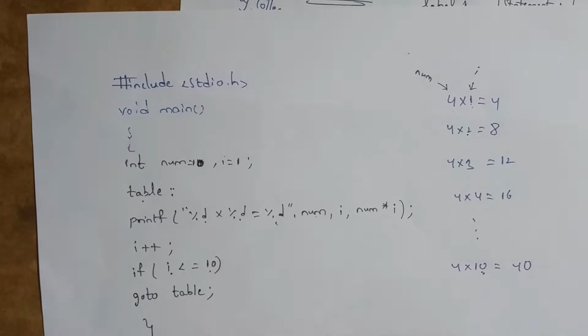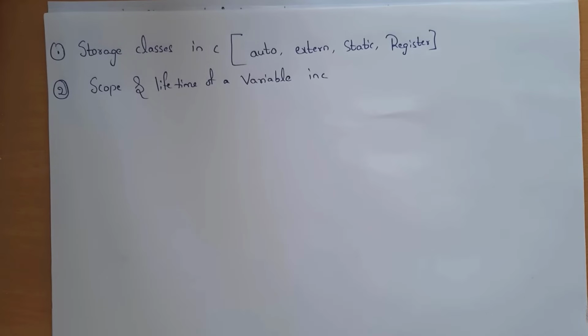This is an important question. In the exam they may ask, like, write the 5 table by using the goto statement. So whenever that question comes in the exam, you need to write this program. Next topic is storage classes in C, and I will also explain scope and lifetime of a variable in C.